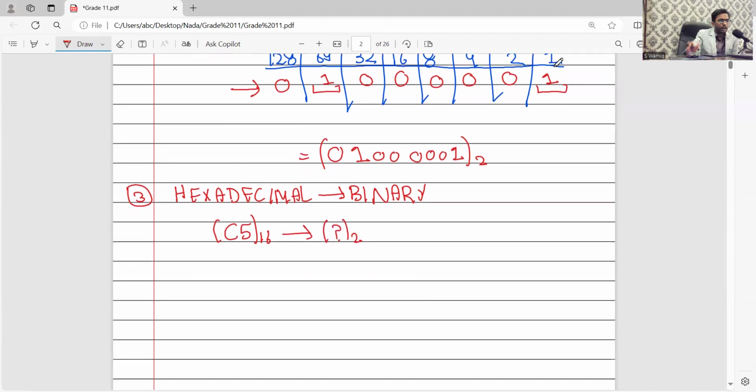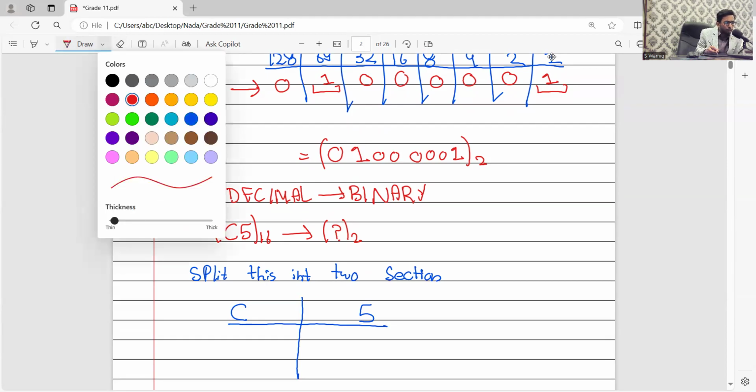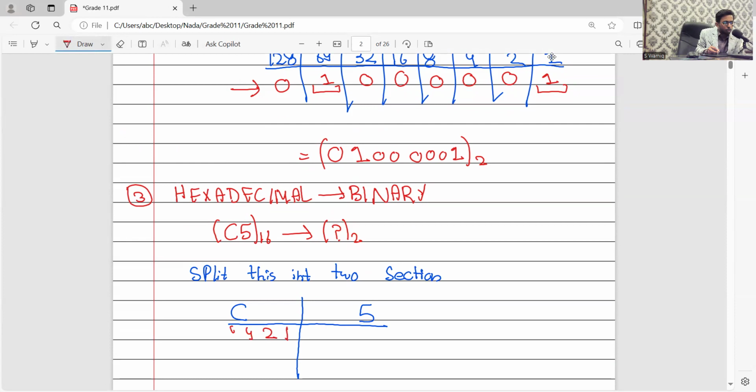What I'm going to do here is write the solution. I'm going to split this into two sections. First I'm going to write C here, and 5 here. And now I'm going to add the numbers here. What are going to be the numbers? The numbers are going to be 1, 2, 4, 8. And why am I writing these numbers? Because if I add them together, that makes a total value of 15.